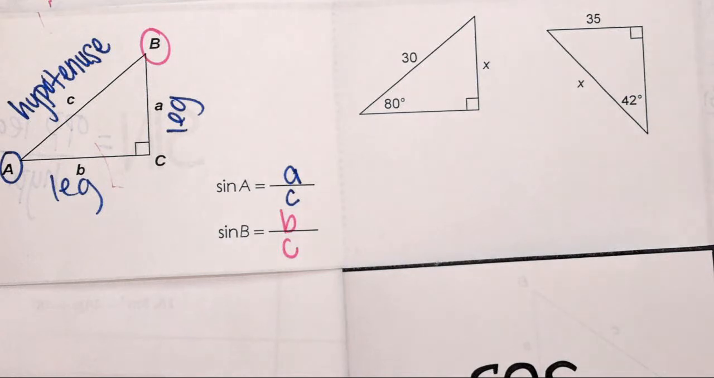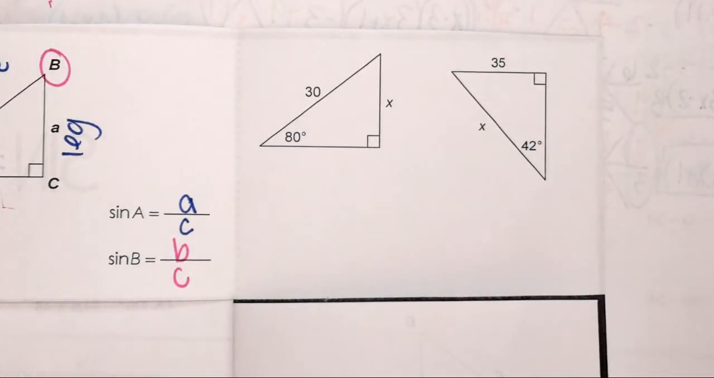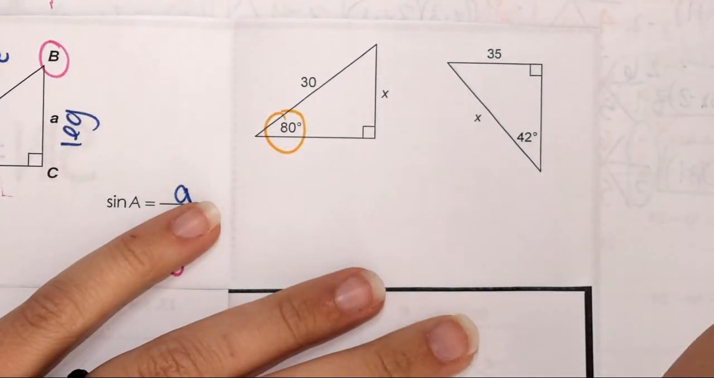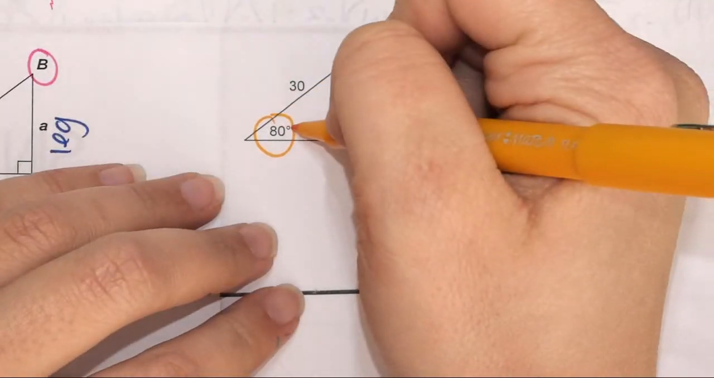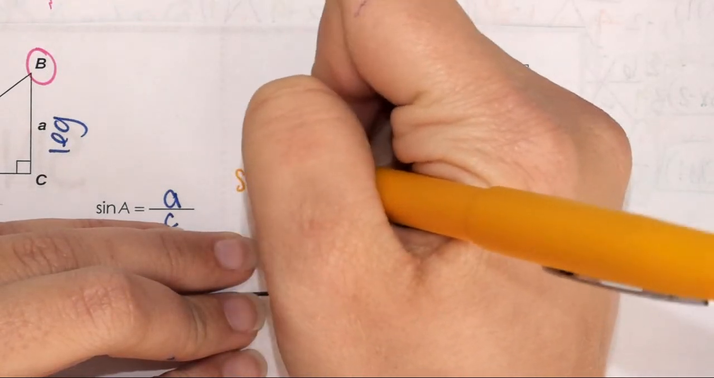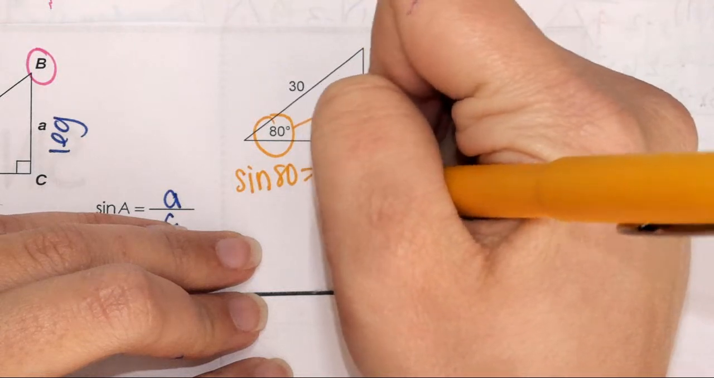Now you use the trig ratios to find a missing side or angle. Now the way you know you use sine is if it gives you the hypotenuse and the leg opposite of the given angle. So we look at 80. We're looking for the leg opposite of 80, or adjacent. We're trying to figure out what they gave us. And they gave us the one that is opposite. So we would say the sine of 80 equals opposite divided by hypotenuse.